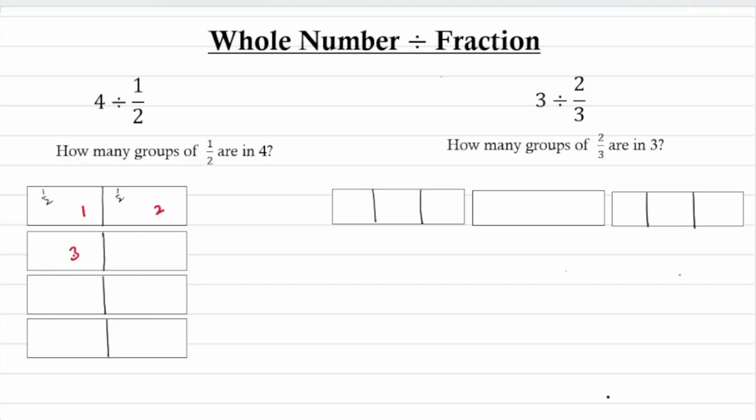First, second, third, fourth, fifth, sixth, seventh, and eighth. So there are 8 halves in 4 wholes. That's why my answer is 8.